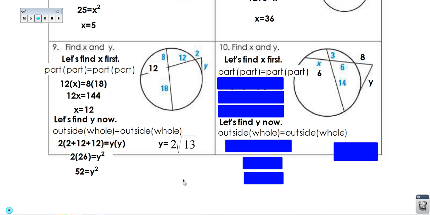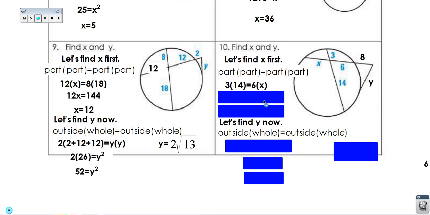Now, number 10 is going to be the same exact process. Just make sure, I know that I forgot to change it, but I have an 8 up at the top and a y down at the bottom. I think mine are switched, but some may have fixed that already. Just make sure yours matches what the question says. So we're going to do part times part equals part times part. That gives us 3 times 14 equals 6 times x.